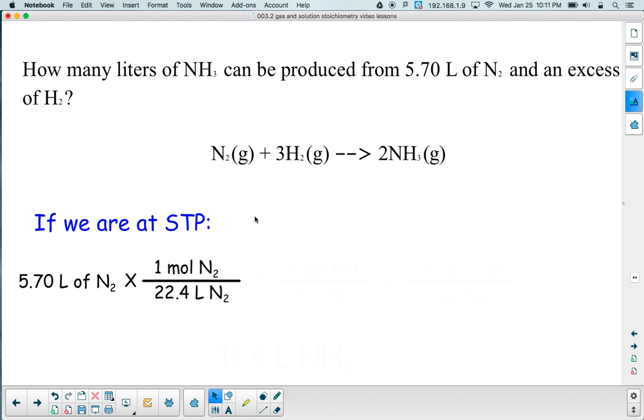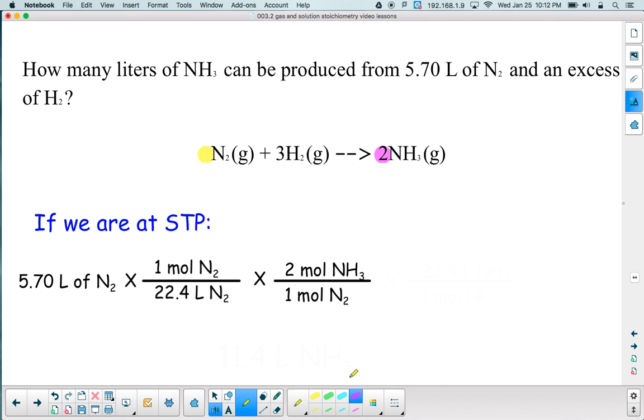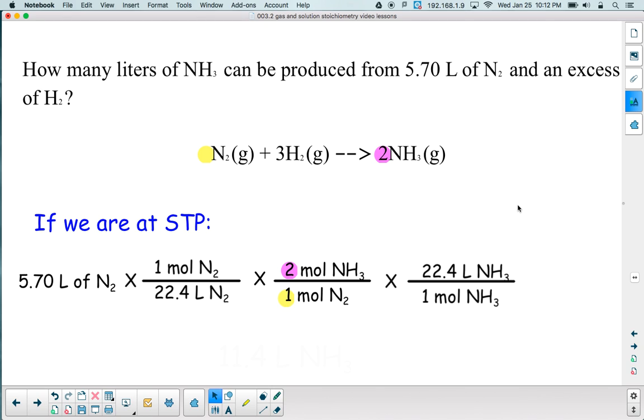If we were at standard temperature and pressure, 1 mole of nitrogen would occupy 22.4 liters. Based on our balanced chemical equation, 2 liters of NH3 will be formed from 1 liter of N2. So we'll use our mole-to-mole ratio. There's our 2, there's our 1. And then since we're still at standard temperature and pressure, noticing that the nitrogen and the ammonia are both gases, we know that 1 mole of ammonia will also occupy 22.4 liters.